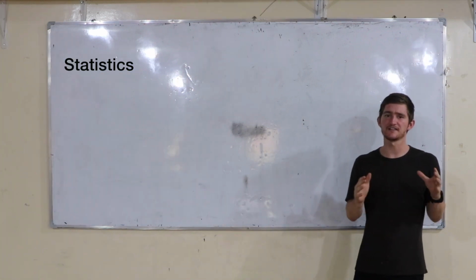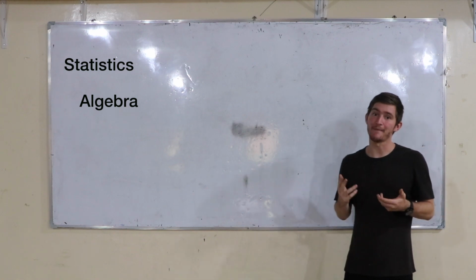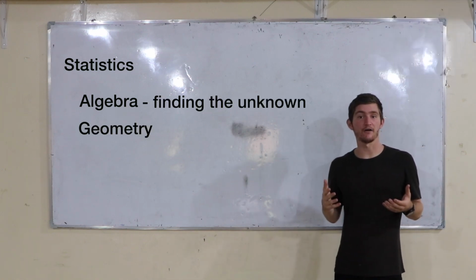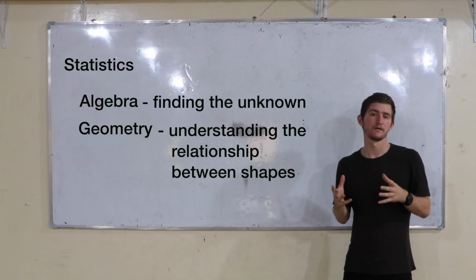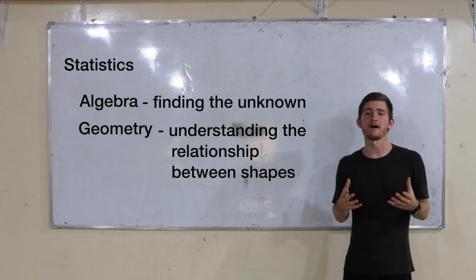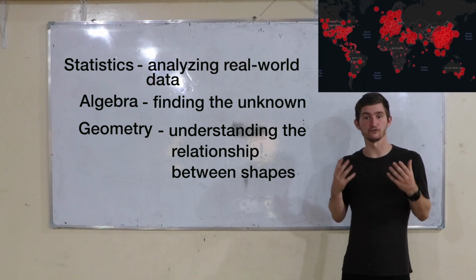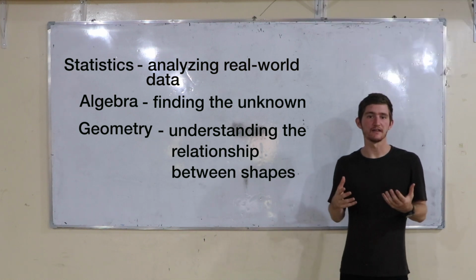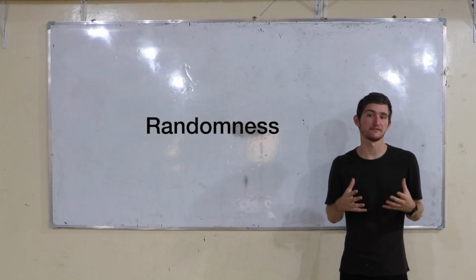So statistics is different from what you're used to. Algebra is about finding the unknown. Geometry is about understanding the relationships between different shapes. But statistics is about understanding and being able to analyze real-world data. So what this has to do with is the concept of randomness.